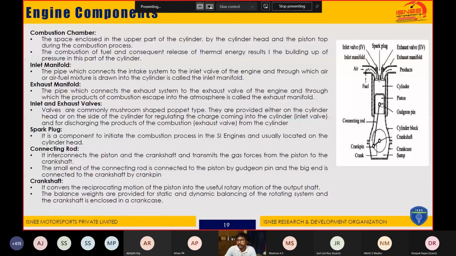The crankshaft converts the reciprocating motion of the piston into the useful rotary motion of the output shaft. So basically this piston goes up and down over here, or it reciprocates, and with the reciprocation of this piston, this connecting rod rotates this part, and this is how the crankshaft rotates.